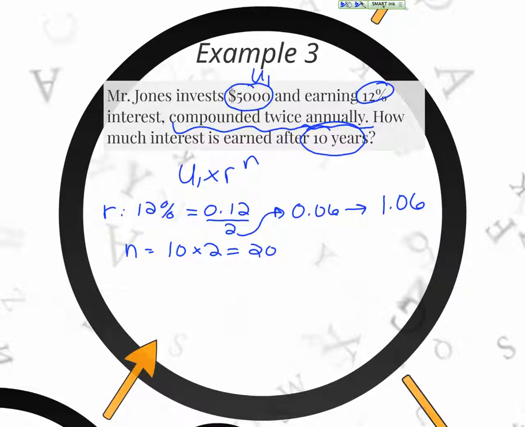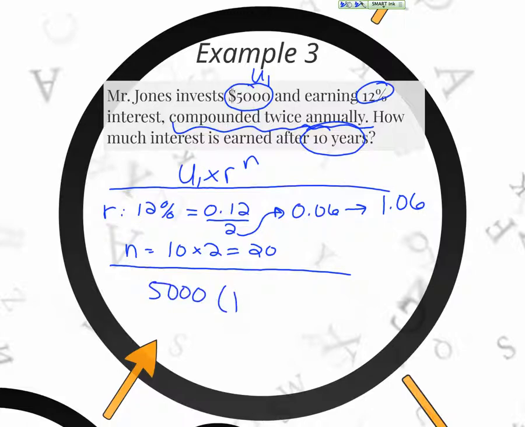Once we have all that stuff, we can go ahead and plug it into that formula. So I've got 5,000 times 1.06 to the 20th power. And we'll also see that because we've got a higher interest rate and because we're being compounded more often, Mr. Jones is earning a whole lot more money than we did. He's also leaving it in there longer than we did too. So I ended up with $16,035.68.